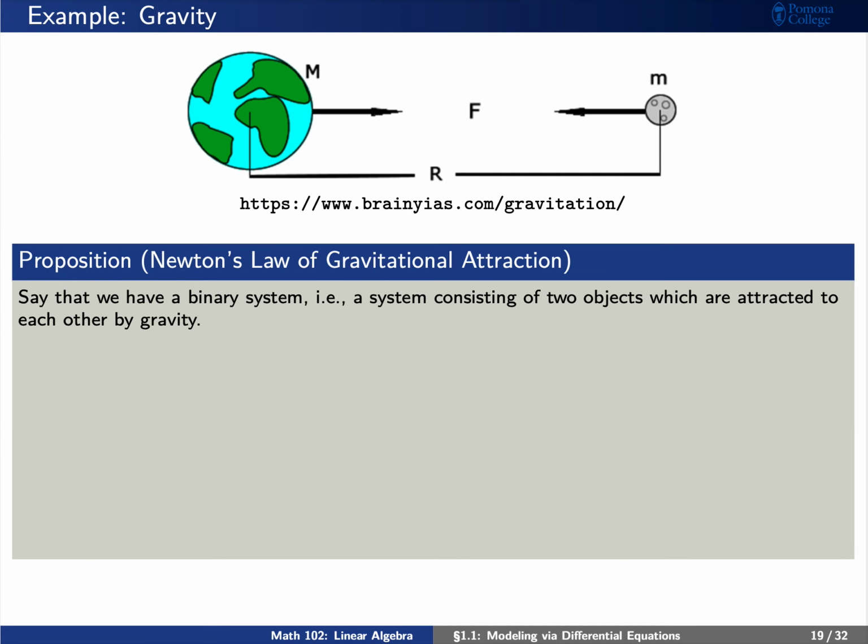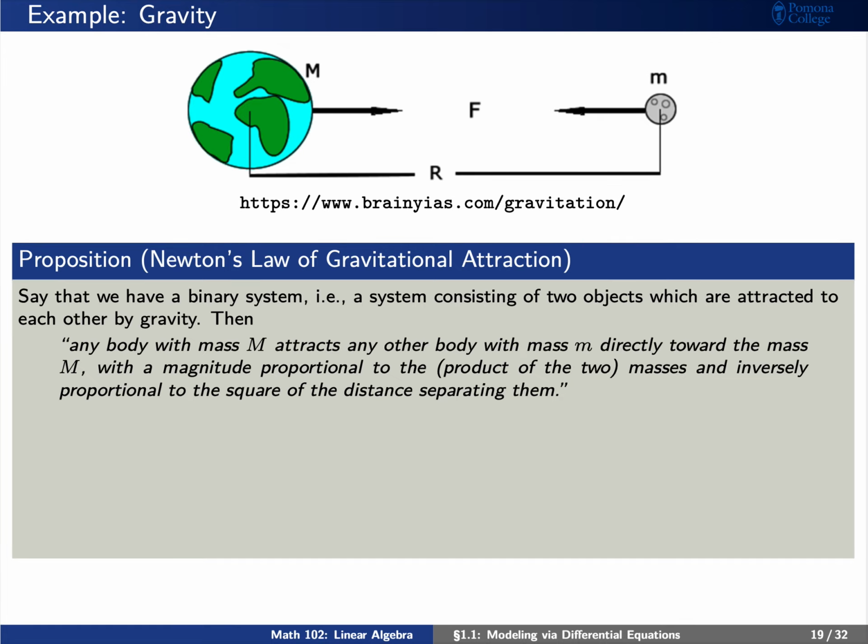As one example, I'd like to discuss the concept of gravity. Let's consider a binary system. Well, a binary system is something that we see literally every day. We could have perhaps the Earth, and take a look at how this is attracted to the moon. In a binary system, we just have two objects that are attracted to each other by gravity.